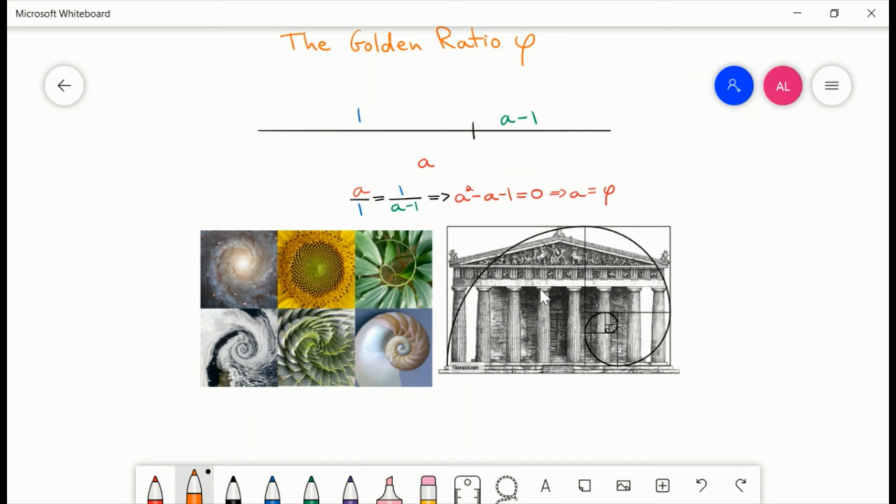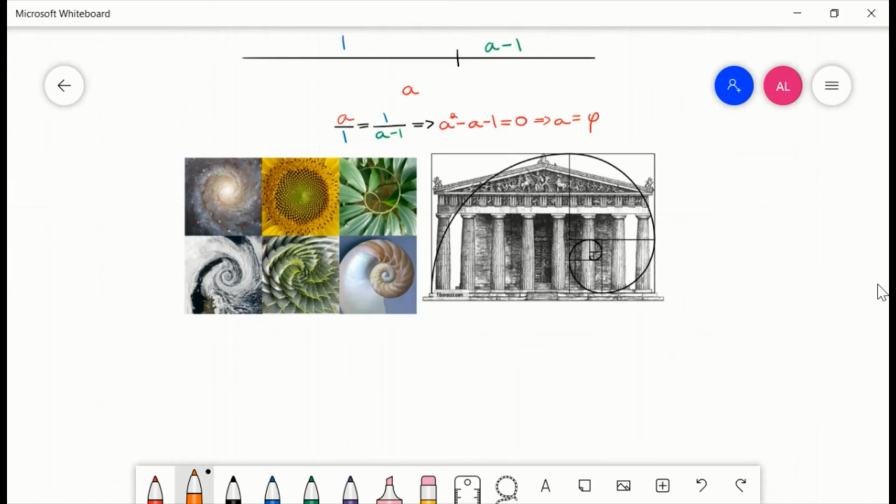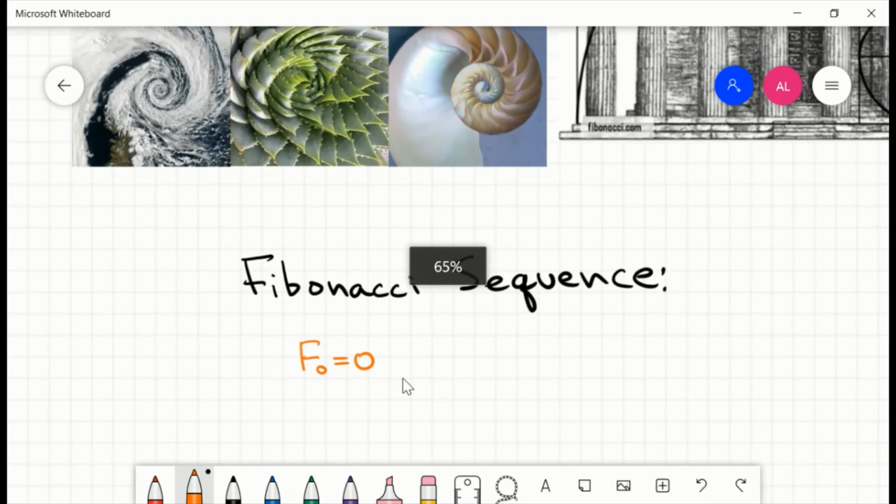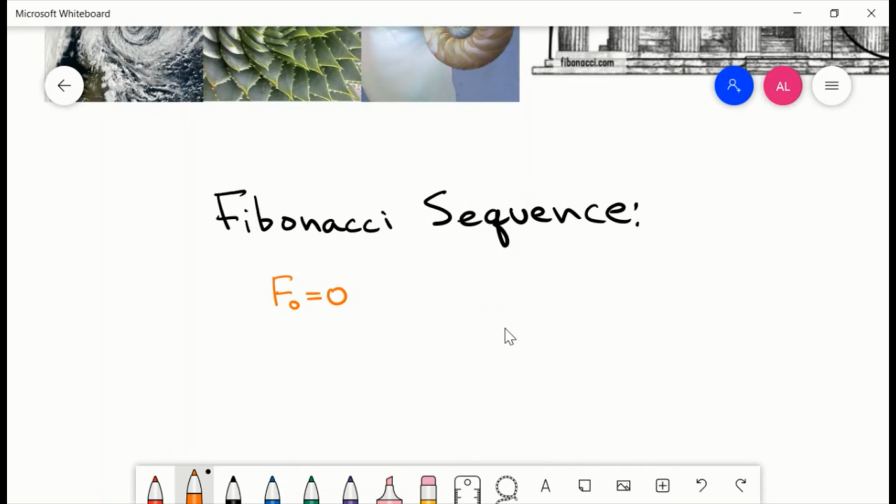So first I have to explain what the spiral thing means right here. The spiral is called the Fibonacci spiral. So the Fibonacci sequence, basically we represent it with f. So the kth term of the Fibonacci sequence is f_k. So the 0th term of the sequence is 0, and then the first term is 1. And then the second term is the sum of the first two terms. So f of 1 plus f of 0 is 1.